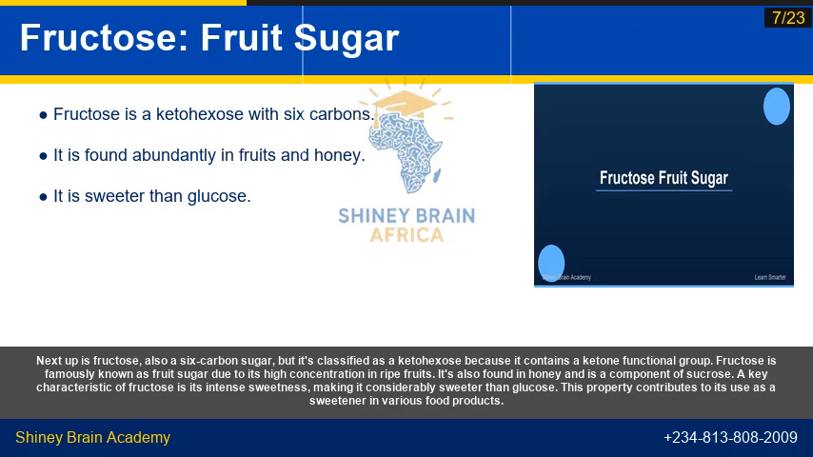Next up is fructose, also a 6-carbon sugar, but it's classified as a ketohexose because it contains a ketone functional group. Fructose is famously known as fruit sugar due to its high concentration in ripe fruits. It's also found in honey and is a component of sucrose. A key characteristic of fructose is its intense sweetness, making it considerably sweeter than glucose. This property contributes to its use as a sweetener in various food products.